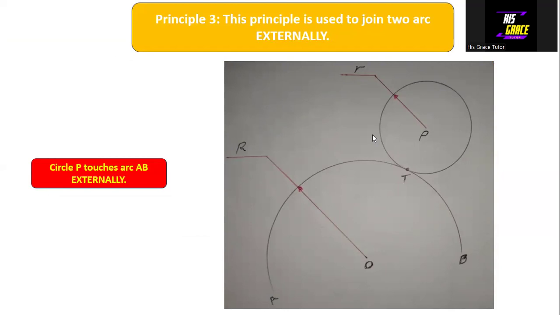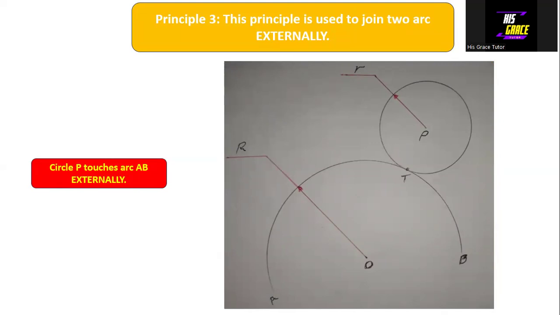Then let's see the next diagram. This is another diagram showing what is important for us to know when it comes to the application of the principle of tangency in solving a tangency problem. Here, circle P touches arc AB externally. So this is circle P, and we see that it is positioned on the external part of arc AB, or it touches arc AB externally.